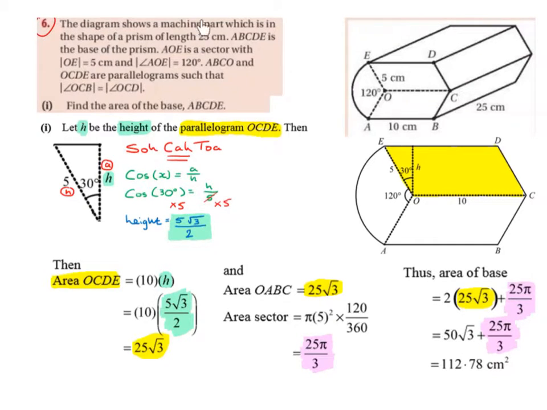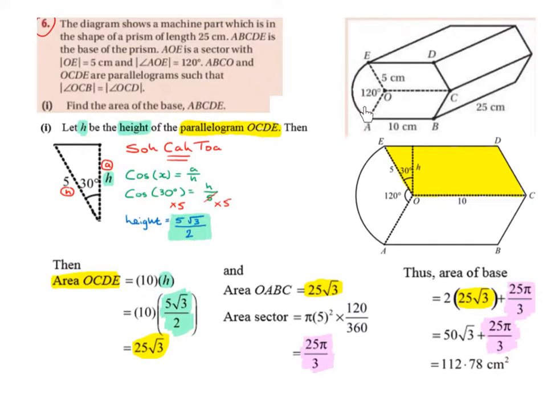The diagram shows a machine part in the shape of a prism with a length of 25 centimeters. So this is the prism. We have a shape at the front that has an arc at the side, which forms a sector and a parallelogram on the top and the bottom, and the length of the overall prism is 25 centimeters. ABCDE is the base of the prism.